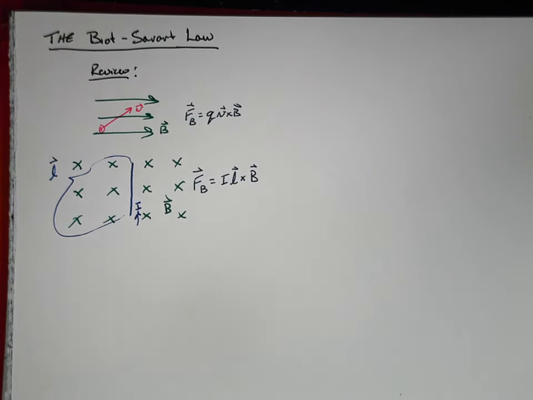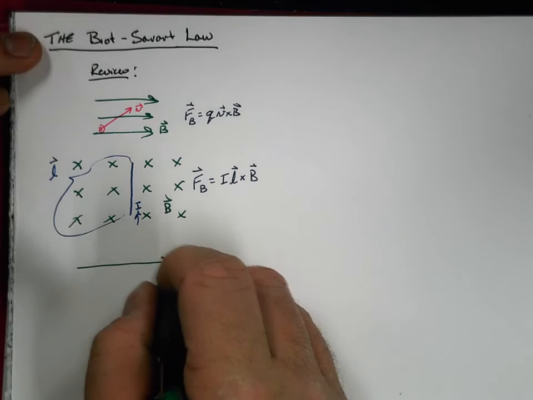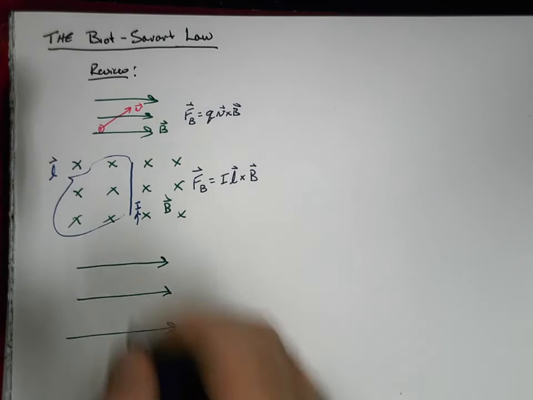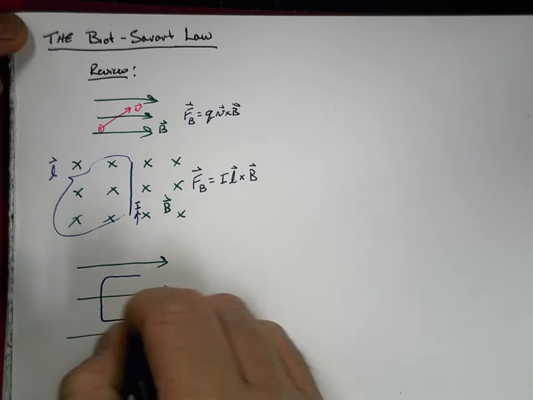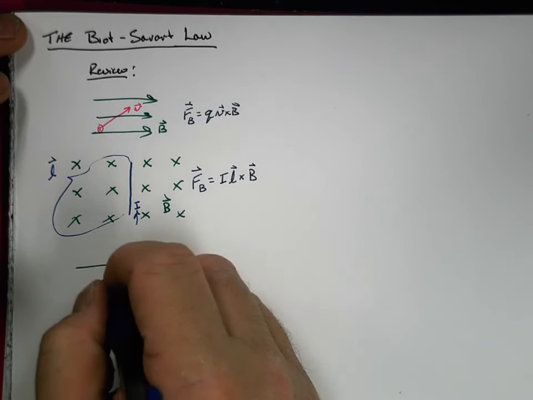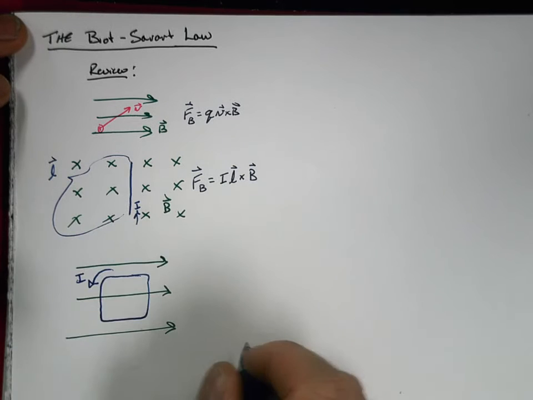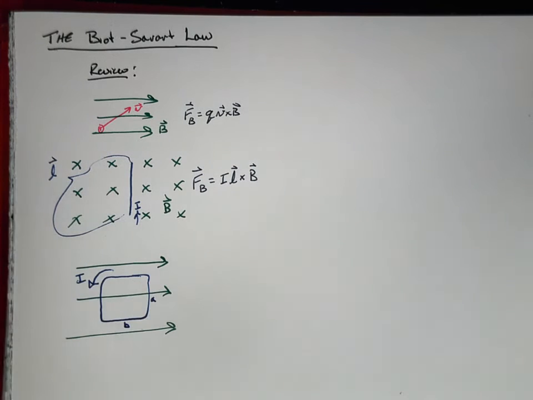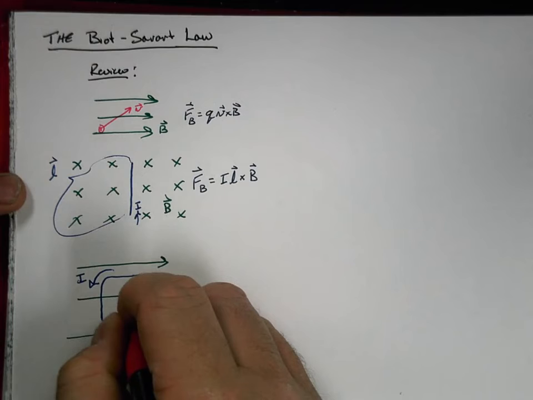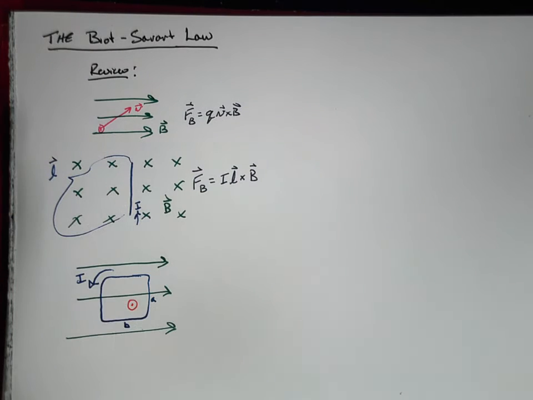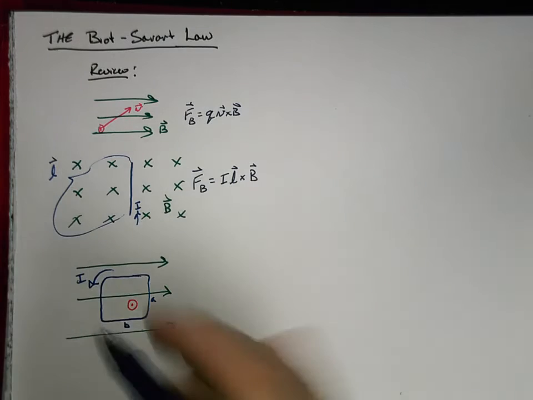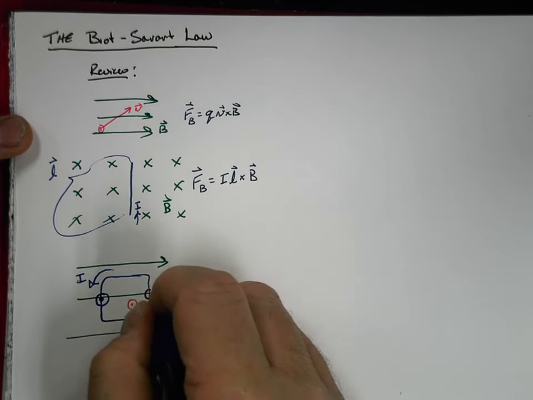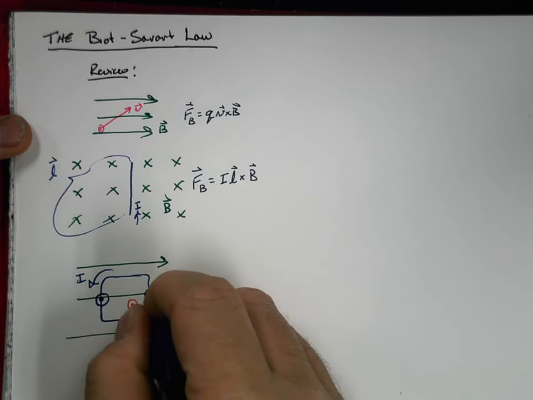All right. And from the lecture before last, if we have a loop of current, with current going that way, and this is length a and length b, this will have an area A pointing out that direction. This will experience a force coming out of the page here and going into the page here.